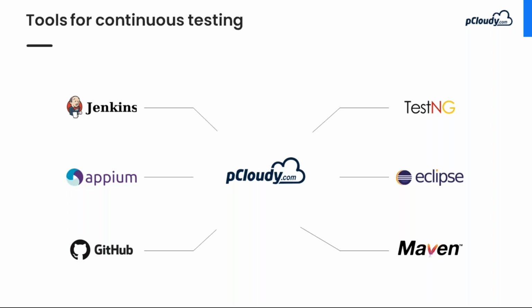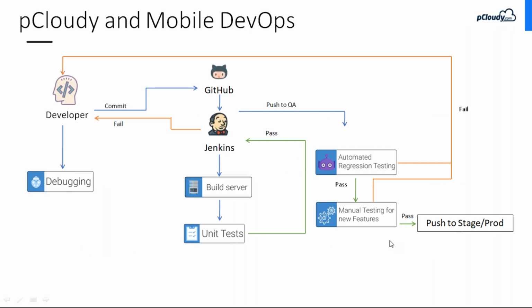So I'm going to talk about one more DevOps story. I'll just show you the DevOps, typically the mobile DevOps, which we see. We will try to depict that here, and we'll see where all pCloudy can fit in. Let me move on to the next slide. Okay, so I've tried to depict the mobile DevOps cycle here, of course, with pCloudy.